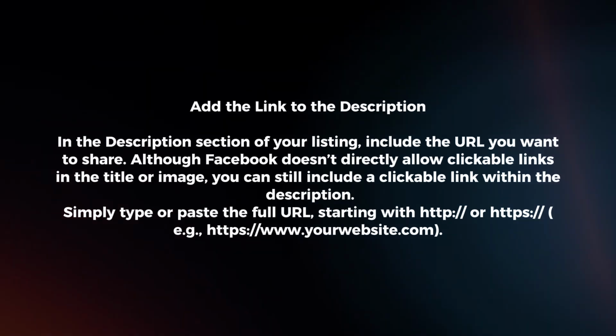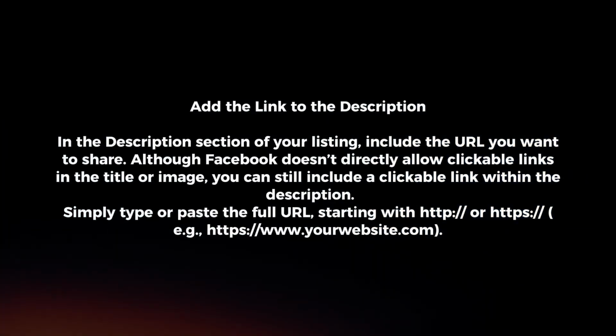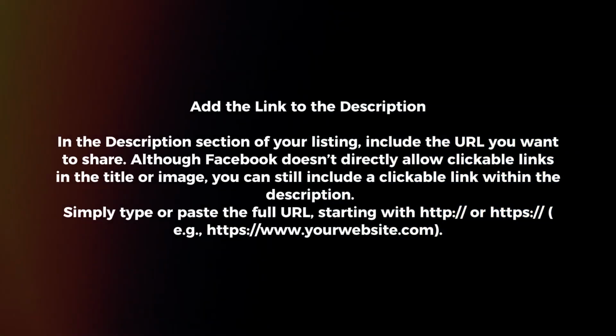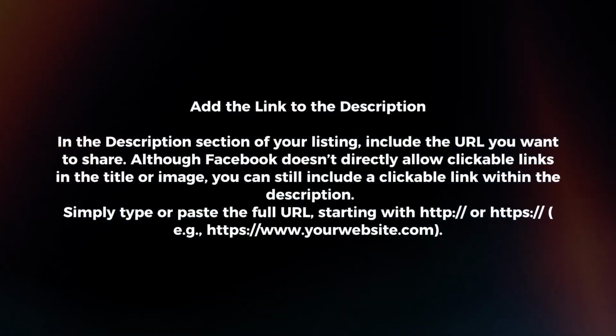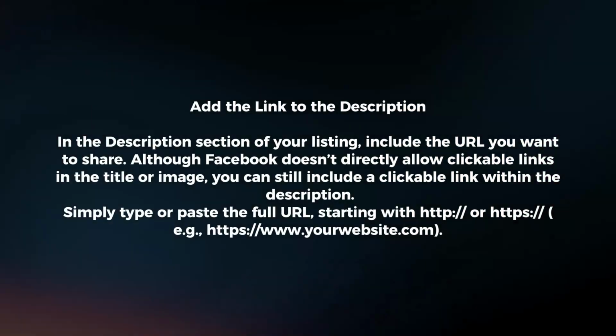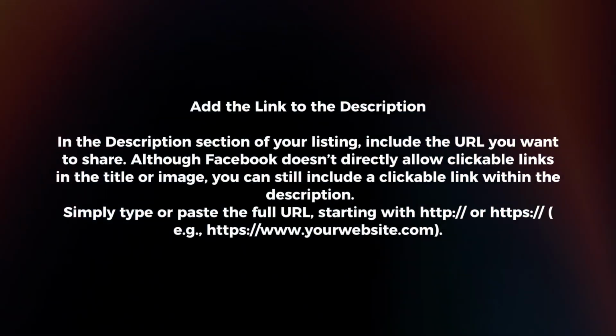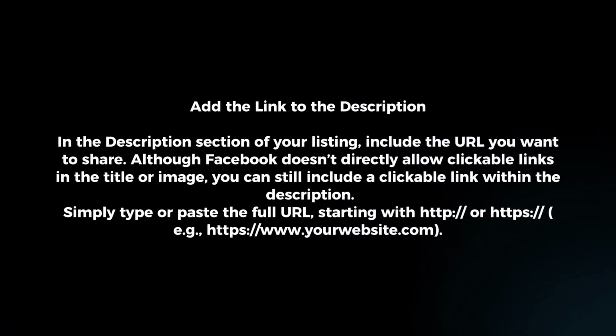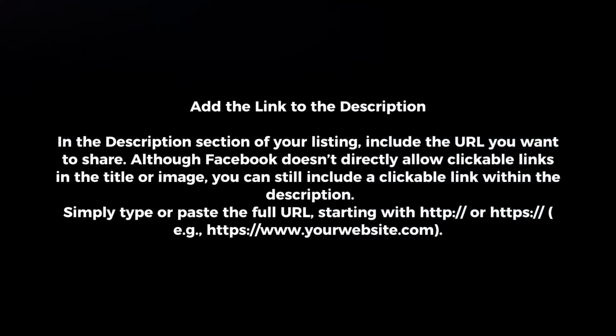Add the link to the description. In the description section of your listing, include the URL you want to share. Although Facebook doesn't directly allow clickable links in the title or image, you can still include a clickable link within the description. Simply type or paste the full URL, starting with HTTP or HTTPS.